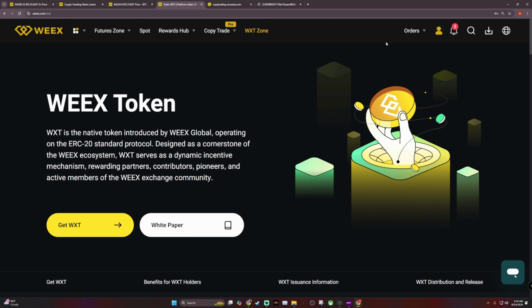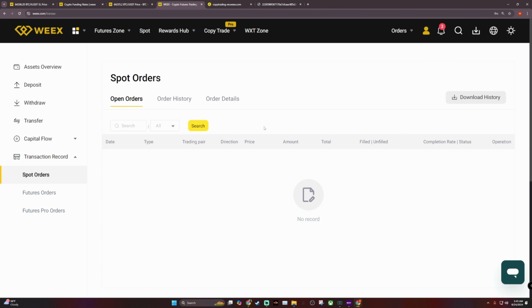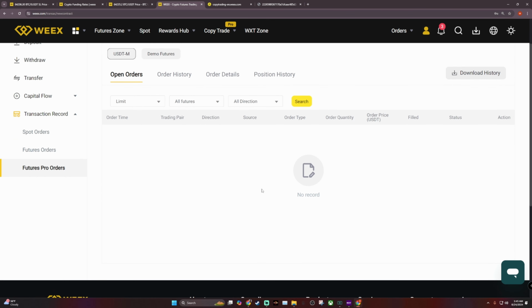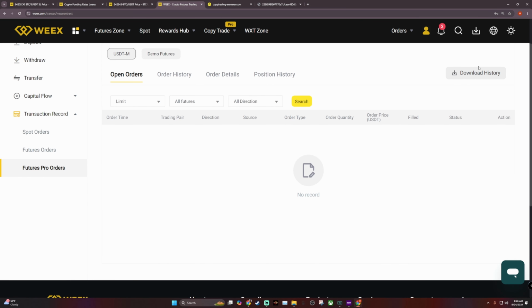As you guys go over here to the right-hand side, you guys are going to see orders. I talked about this a little bit, but if I have any spot orders open, you guys are going to see all of the orders right here. It's going to label them down. Same for futures, futures pro. If I have any open trades, just like we saw with the copy trading, you guys are going to see them right here with the order time, trading pair, direction, source, order type, order quantity, etc. You guys are going to see it all. And if you guys want to download it, you guys can.